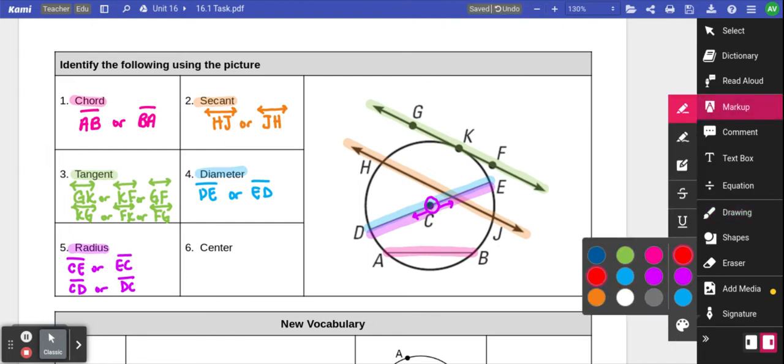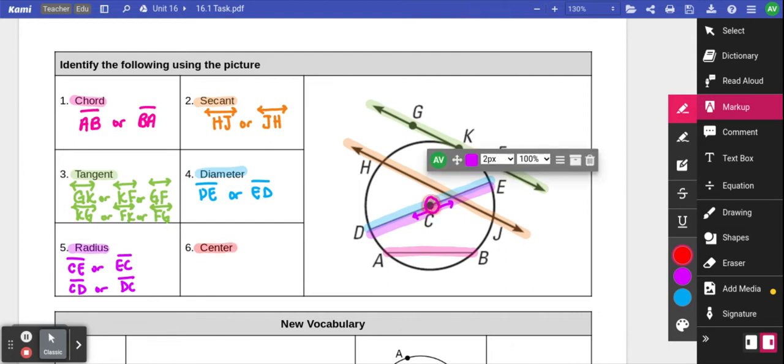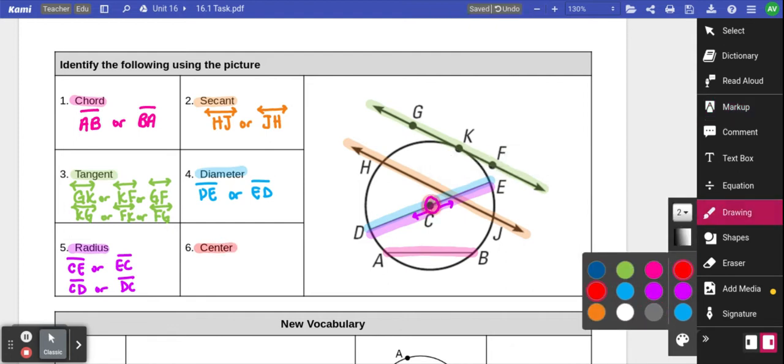Finally, what if I ask you to name the center of the circle? The center of the circle is just this point that's right here in the middle. So to name the center, I would just say C is the center.